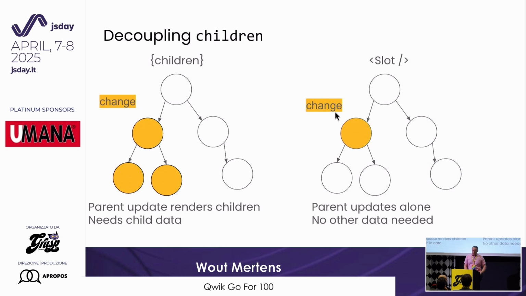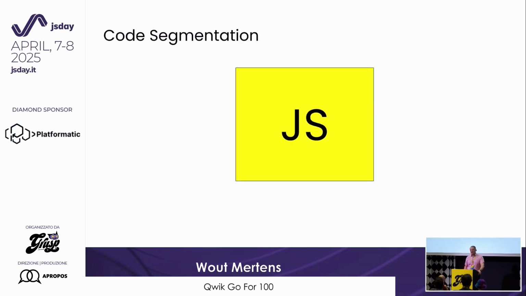Over here, we have the slot. So when there's a change, this parent component changes, and that is it. Nothing else has to run, and you don't even need to provide the children data. So if you don't have children or you do have children, it doesn't matter. You don't know what is going on there. It's fine.